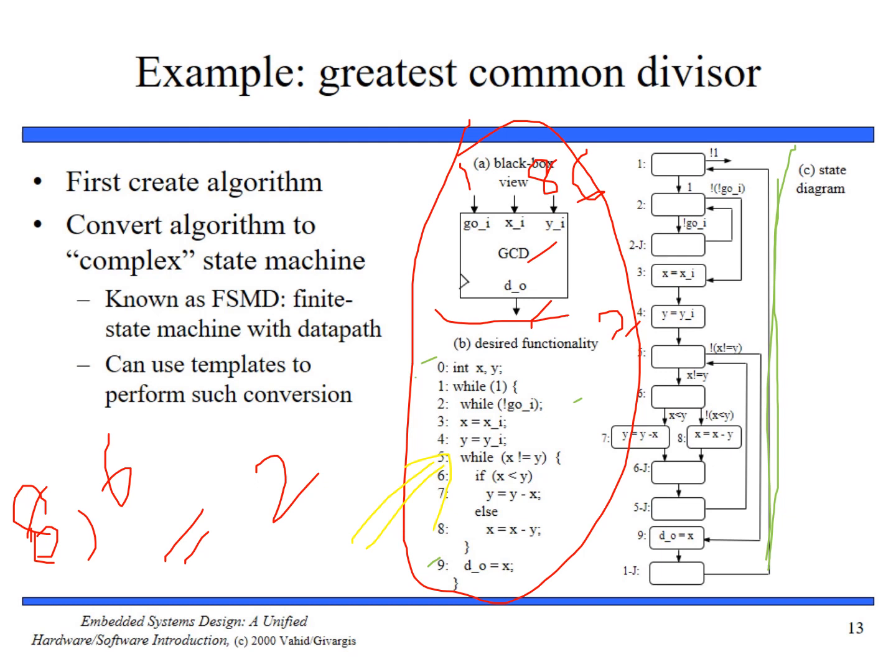Whatever there is in x_i will come into x, and whatever is in y_i will come into y. While x is not equal to y, so 8 and 6 are not equal. Okay, x is less than y? No, so it won't go into this. Else x minus y, so 8 minus 6 will be 2. Okay, so now x is equal to 2, y is still 6.